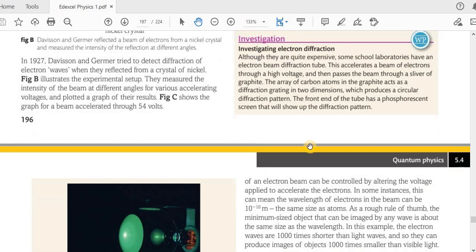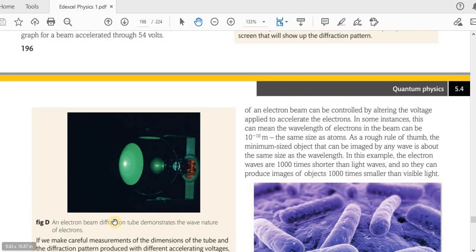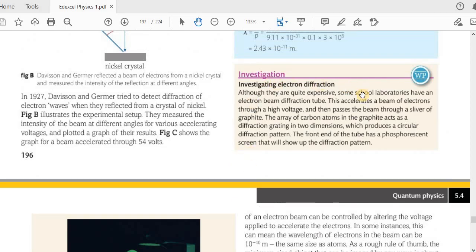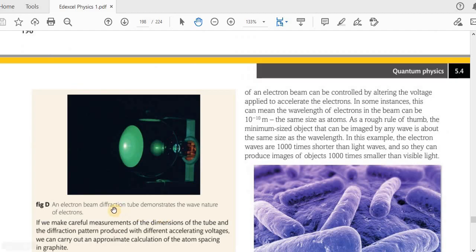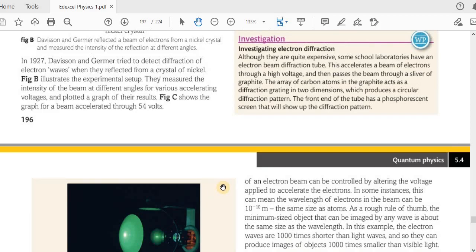Investigating electron diffraction. So this is important. An electron diffraction tube demonstrates the wave nature of electrons. Although they are quite expensive, some school laboratories have an electron beam diffraction tube. So you can see here, the electron beam diffraction tube demonstrates the wave nature of electrons. So that is the purpose of this instrument.